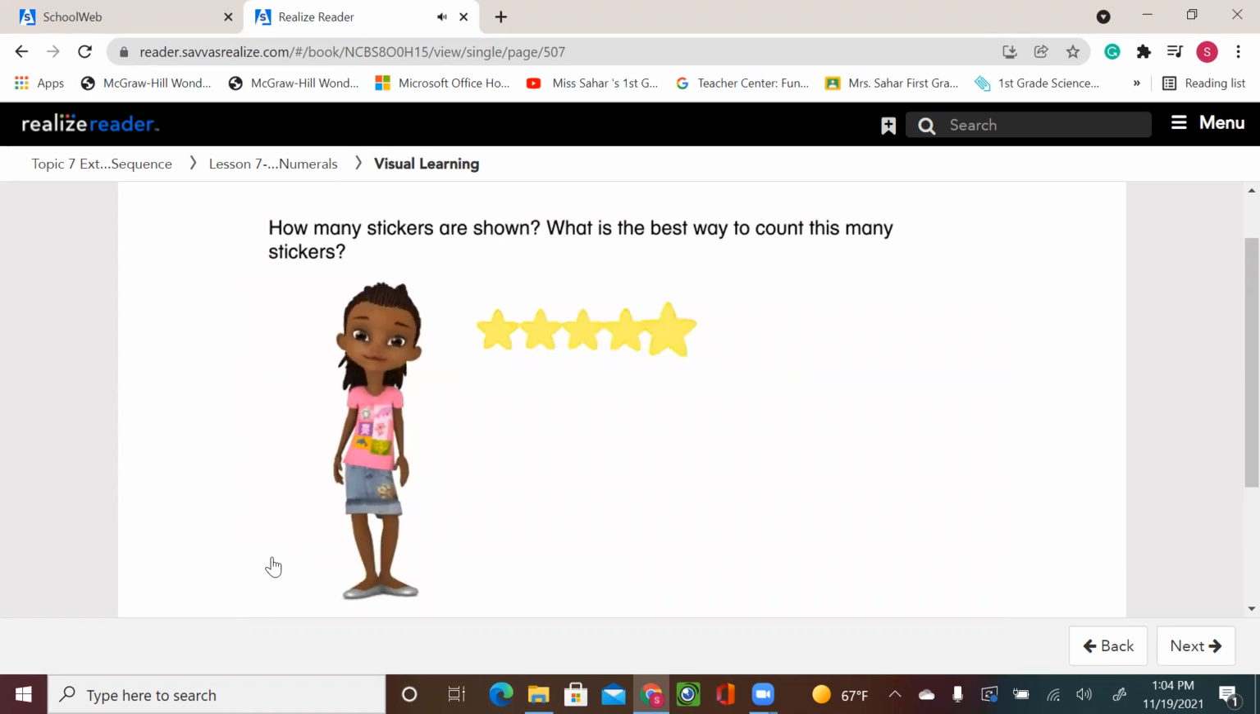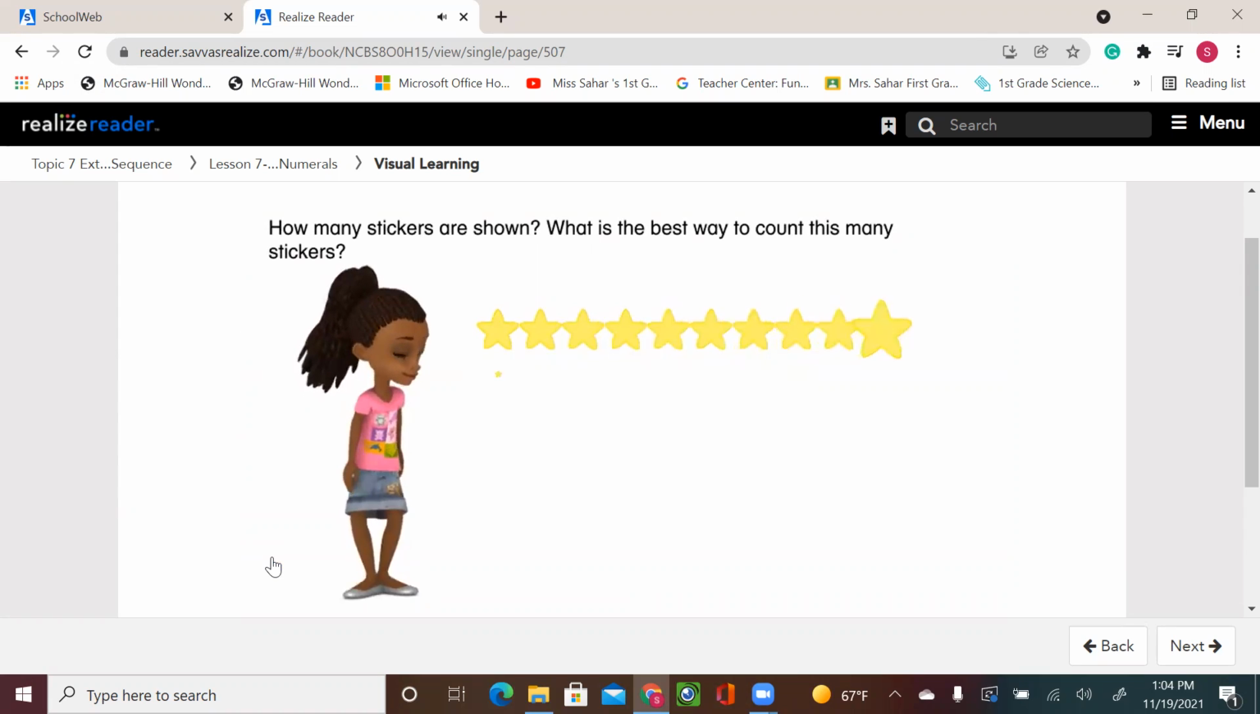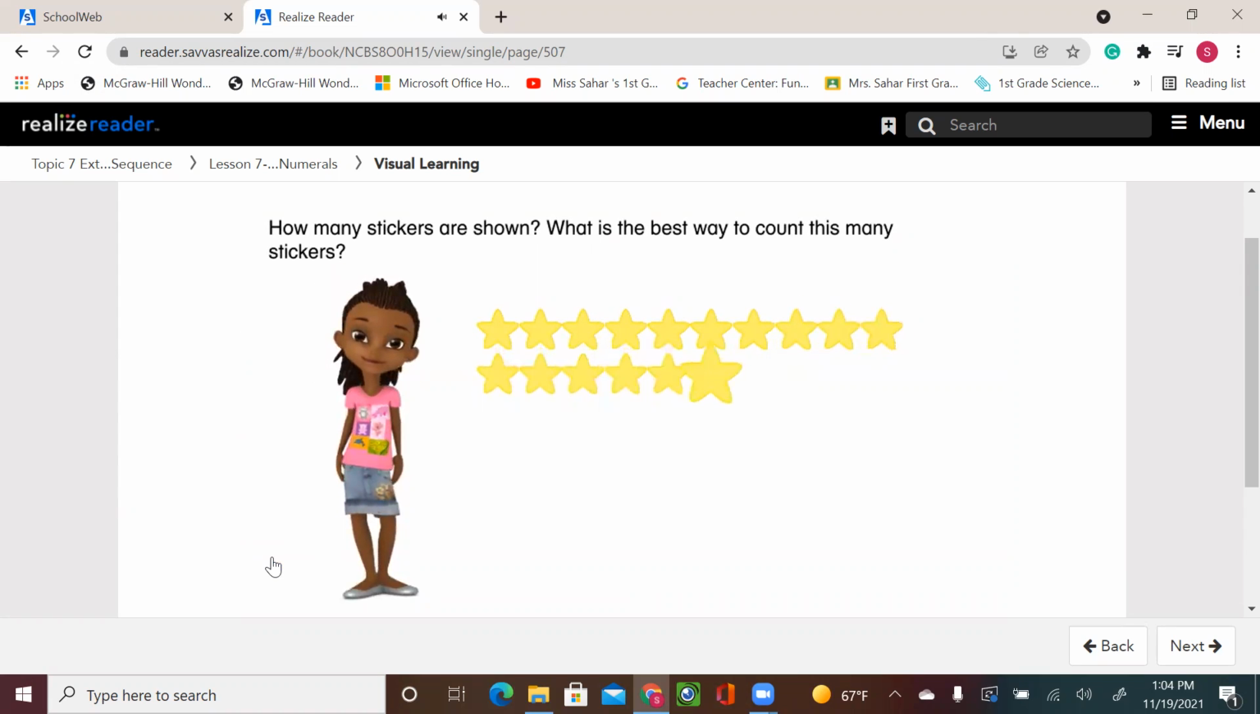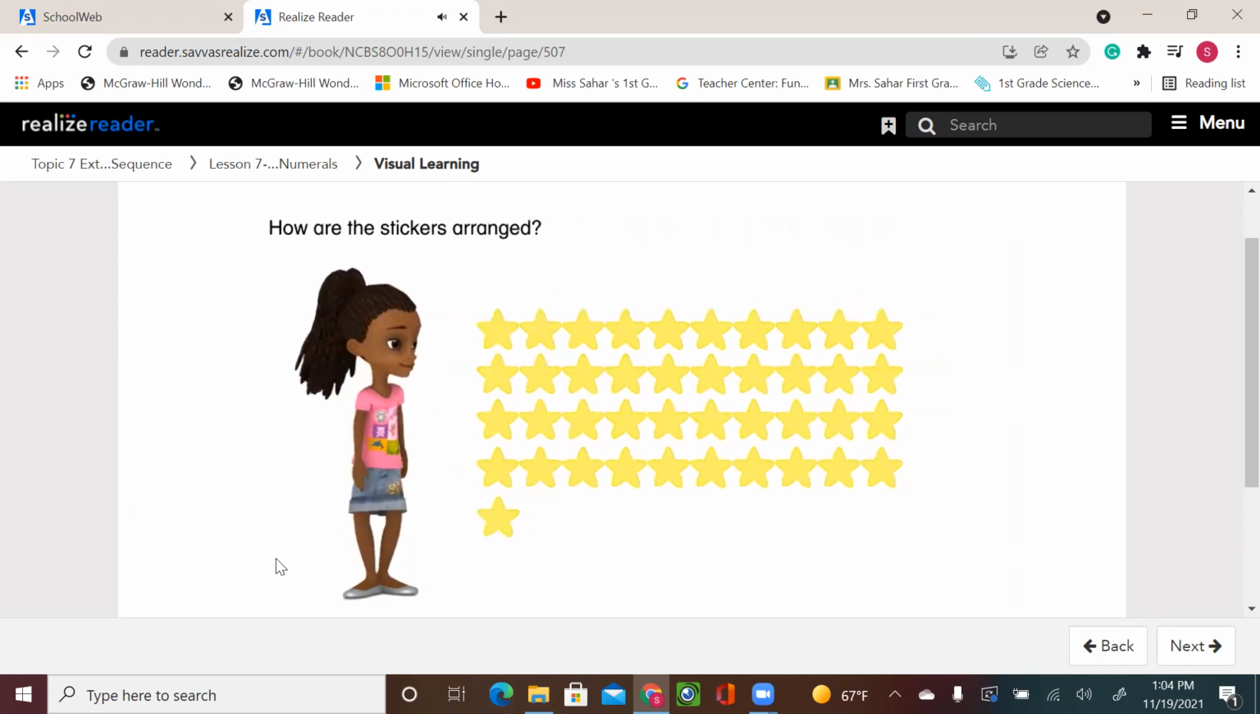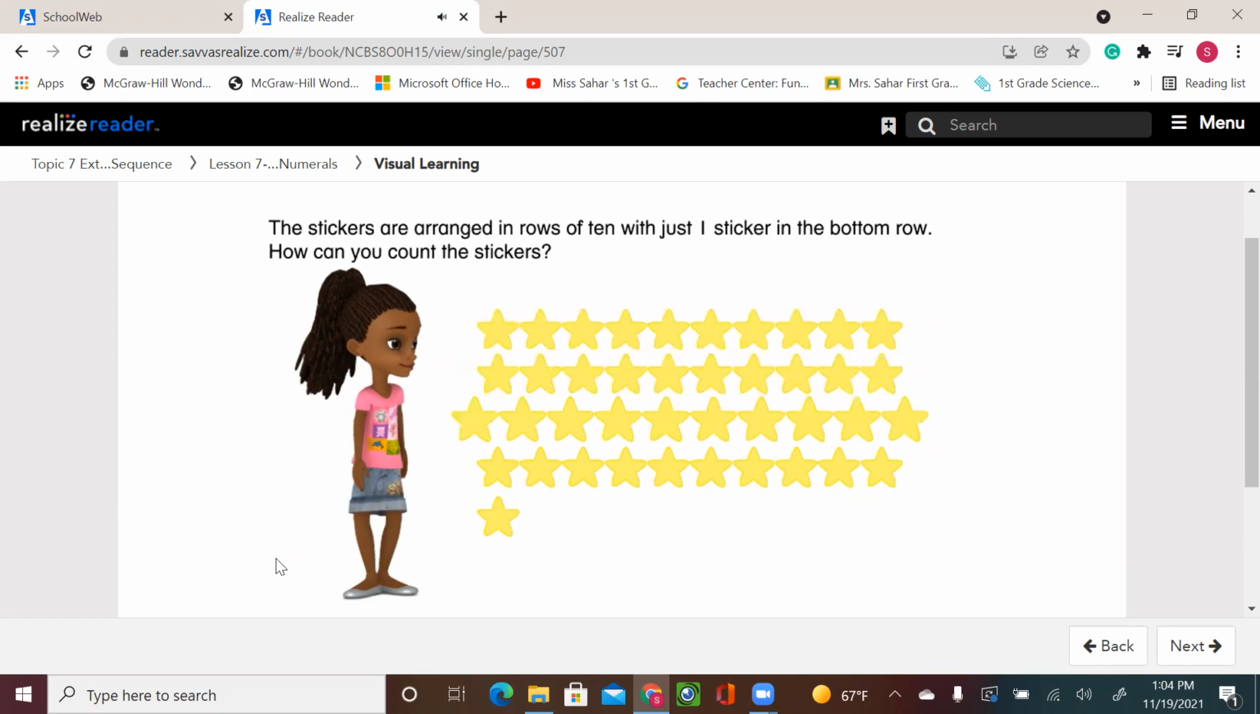How many stickers are shown? What is the best way to count this many stickers? Let's find out. How are the stickers arranged? The stickers are arranged in rows of 10 with just one sticker in the bottom row. How can you count the stickers?